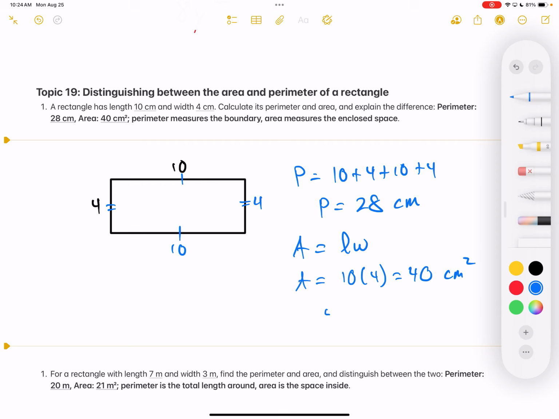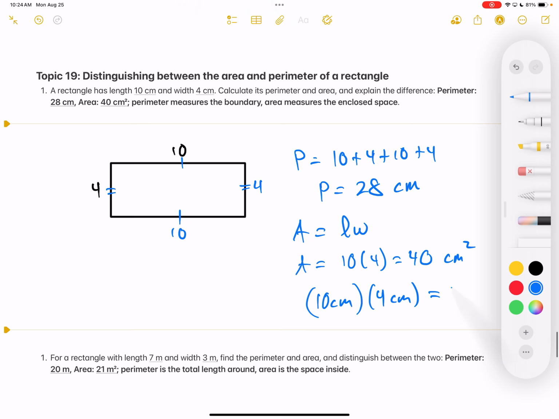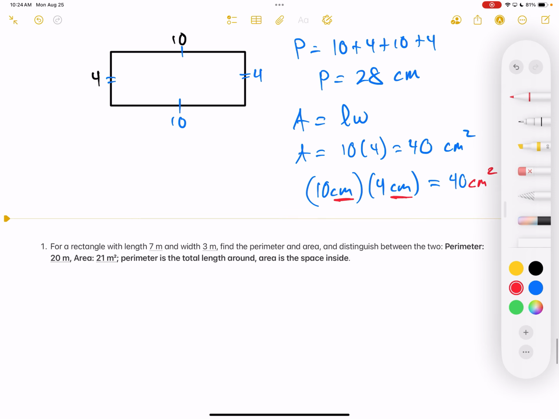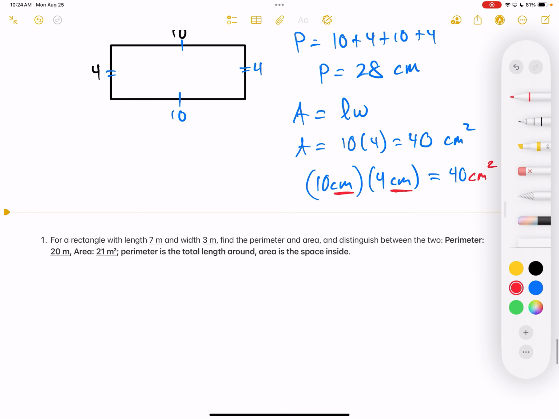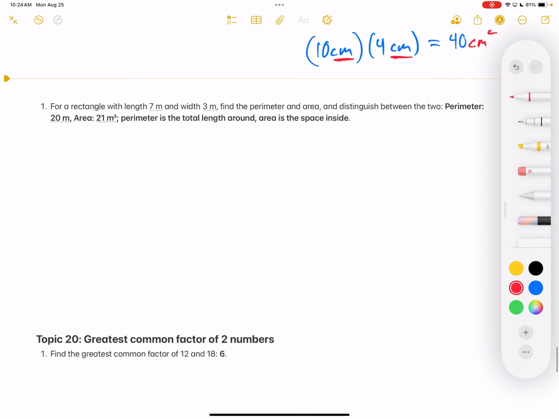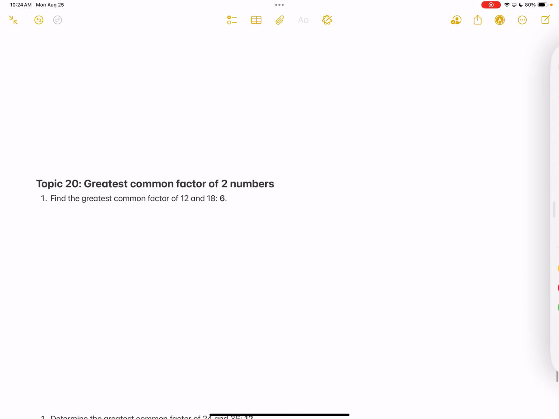The reason is that when I multiply, I actually multiply the units as well. So 10 times 4 is 40, but then you also multiply the units. Centimeters times centimeters would be centimeters squared. The units are also part of the properties. So that is why you do squared when you do area, because you're multiplying them. I think I'll skip that one since we've done perimeter and area a couple times now.